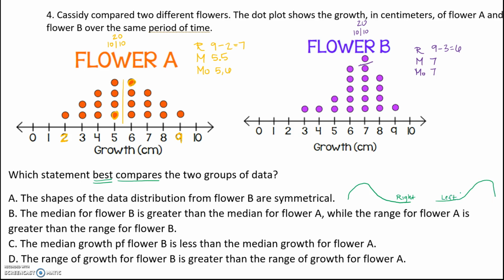Okay. The second one, B, says the median for flower B is greater than the median for flower A, while the range for flower A is greater than the range for flower B. C says the median growth of flower B is less than the median growth for flower A. And then D says the range of growth for flower B is greater than the range of growth for flower A. All right, so you're going to do this on your own.